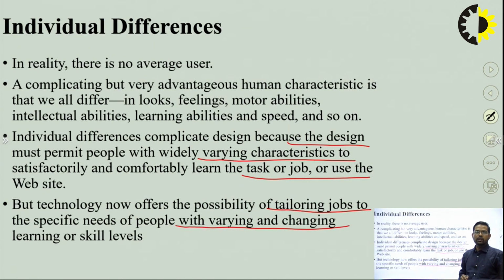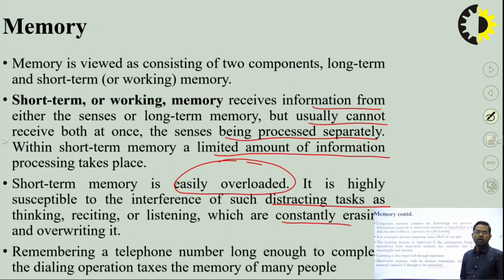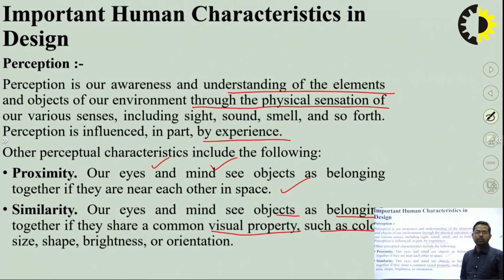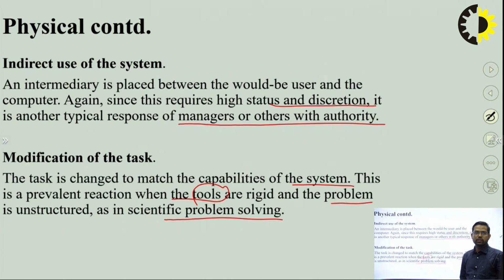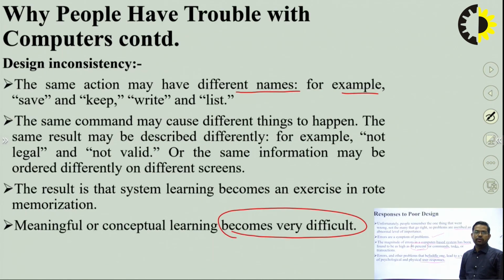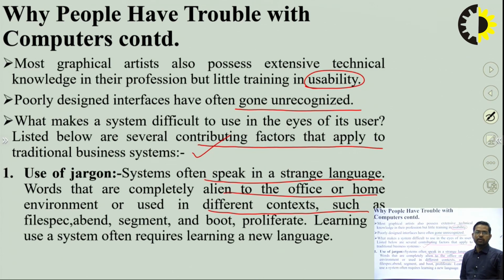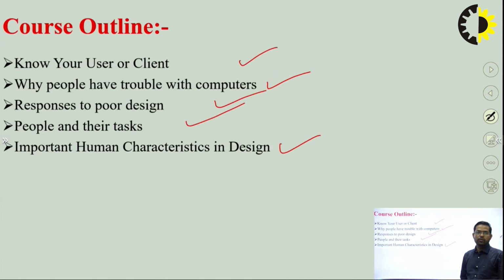So that's all from my side, and if you have any query, we can discuss what kind of users need, what kind of tasks they have, and what kind of people face trouble. We have to identify who the user and client is, why people have trouble with computers, what kind of responses come from poor design, people and their tasks, and some of the important human characteristics in design.